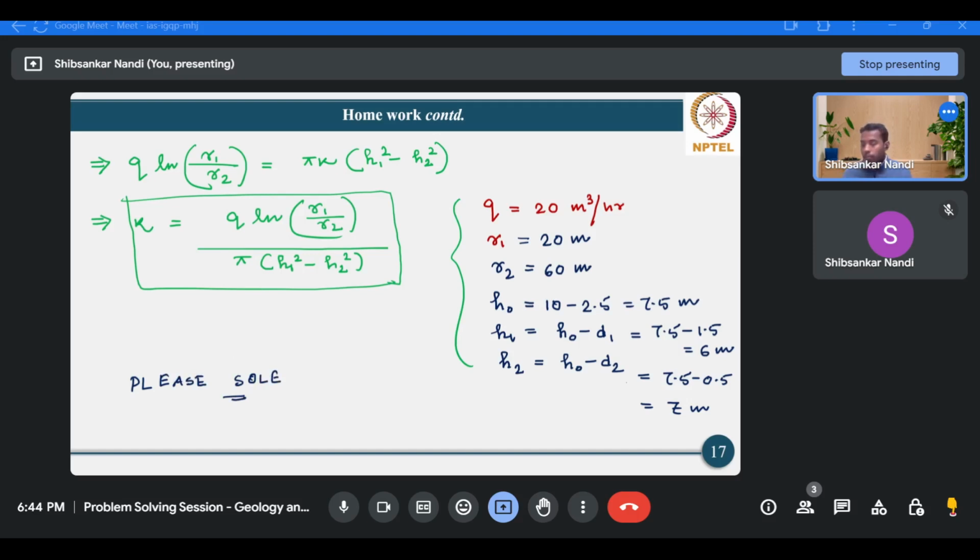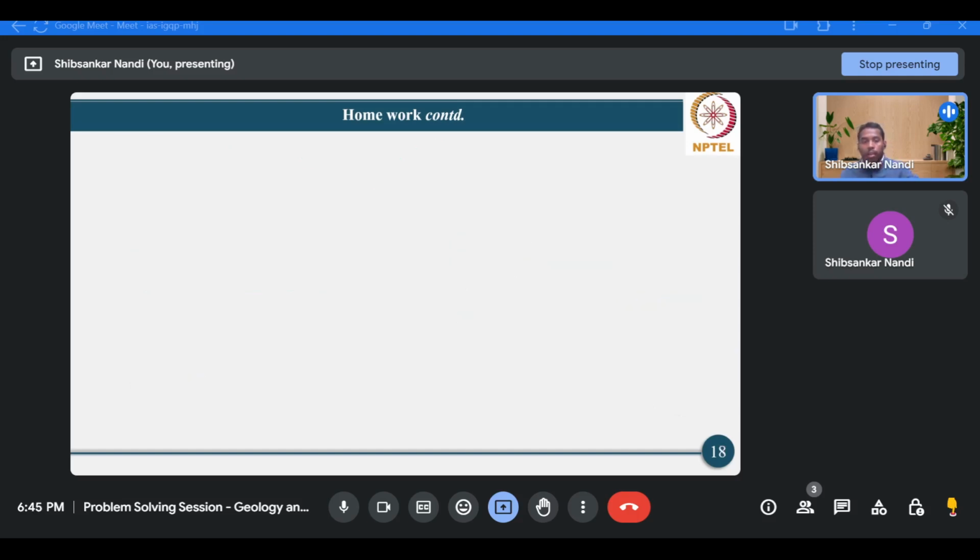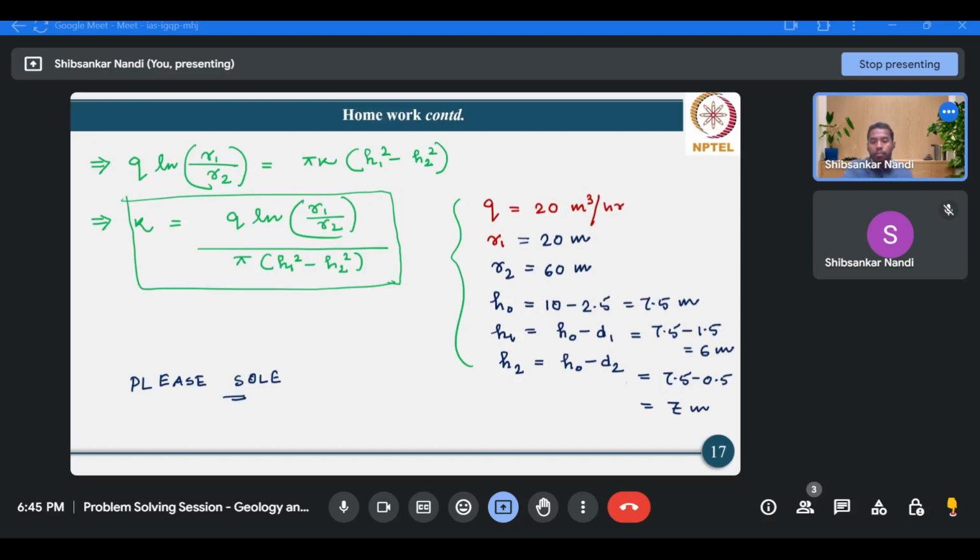I hope there should not be any difficulties because we have already derived the expression for hydraulic conductivity, and we have also summarized the data which are involved in this expression. So you just have to substitute all this data appropriately in this expression, and then you can easily get the hydraulic conductivity value. Okay, so with this we'll end this session here. Now before doing that, let us recollect all the problems which we have solved in this session.